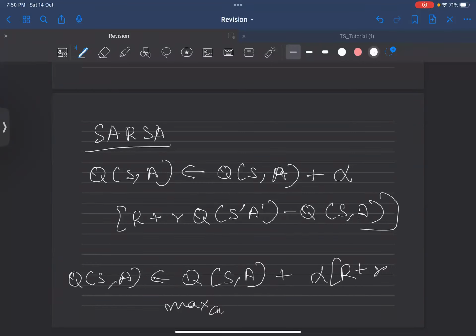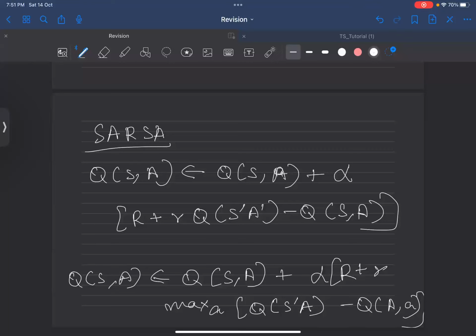Wait a second. There also the max is there. That is what I'm thinking. Can someone explain the difference? Yes, come on.